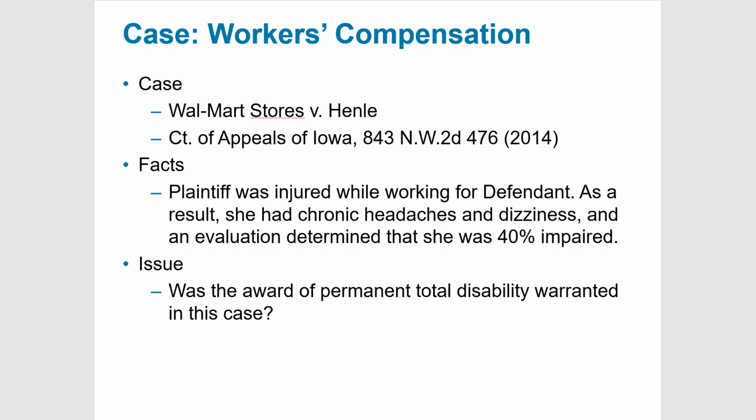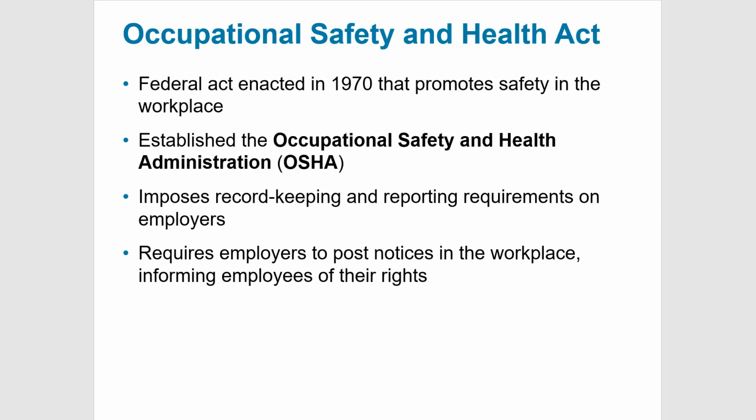So Walmart was ordered to pay out full disability for her because she wasn't able to come back to work. So Walmart challenges that and says that, well, she was only 40% impaired, so how are we being ordered to pay out full disability? And the ultimate outcome was that the court said that a person doesn't have to be 100% impaired to deserve total disability. The fact that she was not able to return to work was enough to justify the award of total disability. So then Walmart had to pay her.